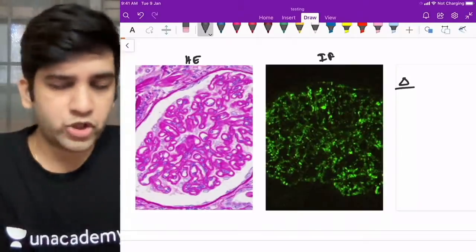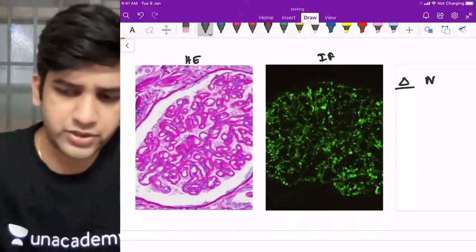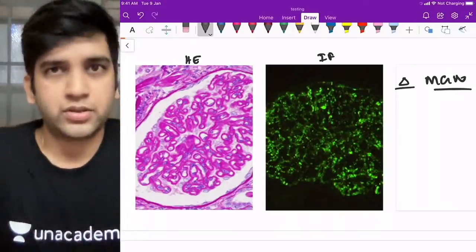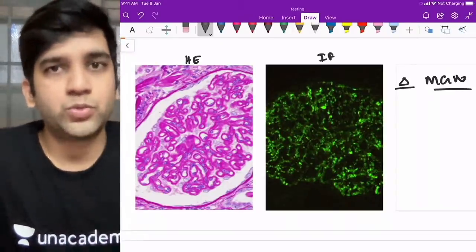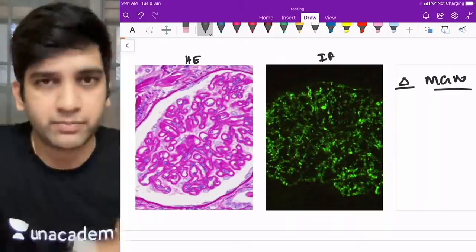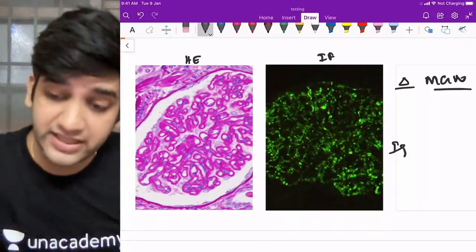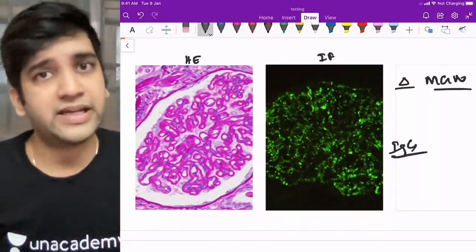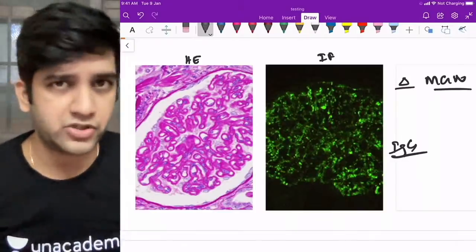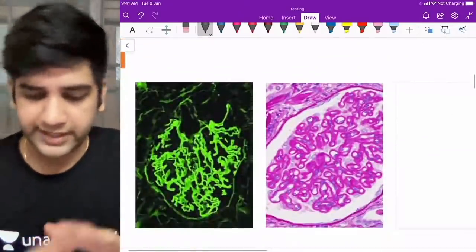See, this membrane thickening, this is not diffuse proliferative. I'll show you diffuse proliferative. My diagnosis: MGN. Right? That's all. I don't want history. I don't want clinical features. I don't want anything. Membrane thickening, granular. Your question will say it is IgG. Then yes, my diagnosis becomes much more confident. It has to be membranous glomerulonephritis. That's all. Okay.